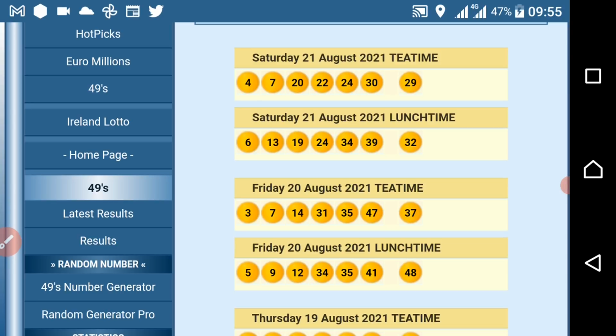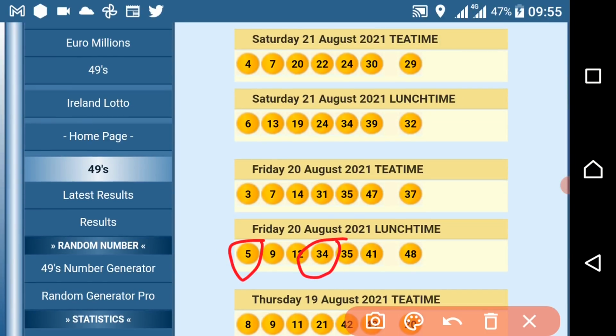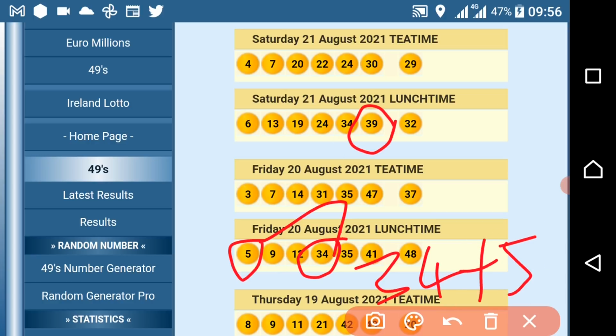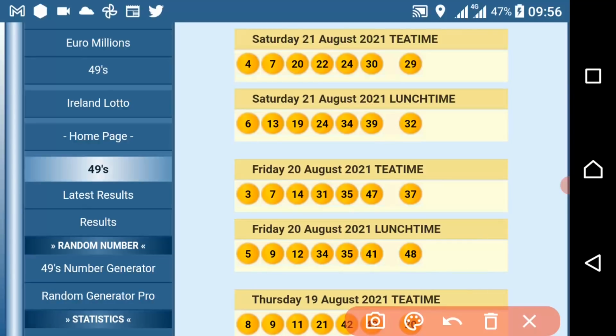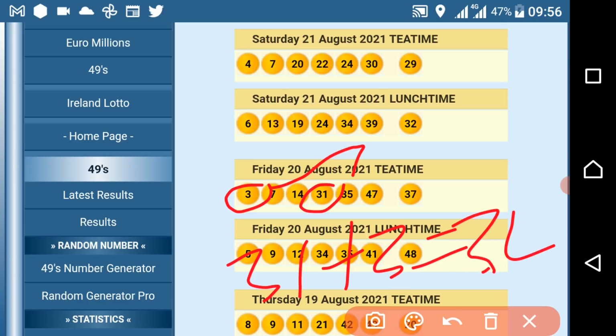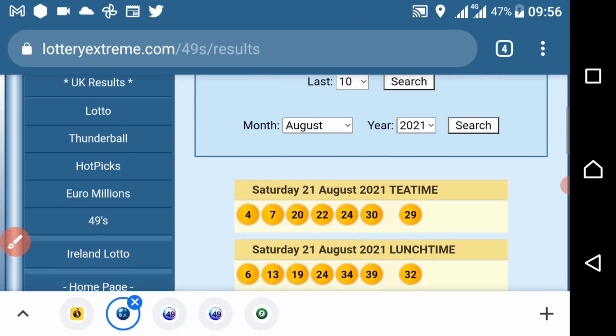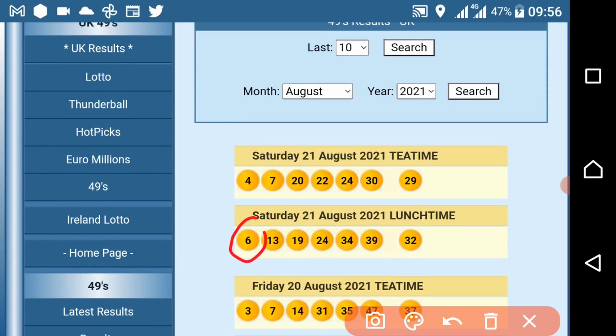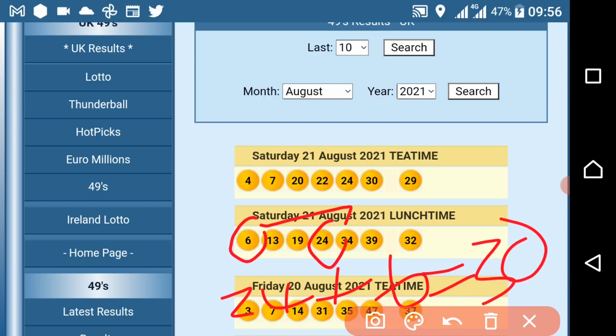Okay, all right. Let's look into the last sequence that we have. Starting from 5 and 34. 34 plus 5 equals 39, right? 3 and 31. 31 plus 3 equals 34. 6 and 24. Sorry. 24 plus 6 equals 30. 30 came here.